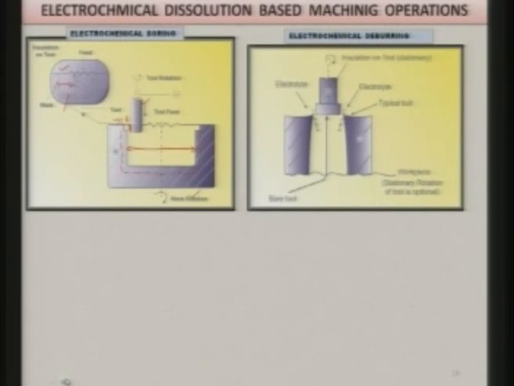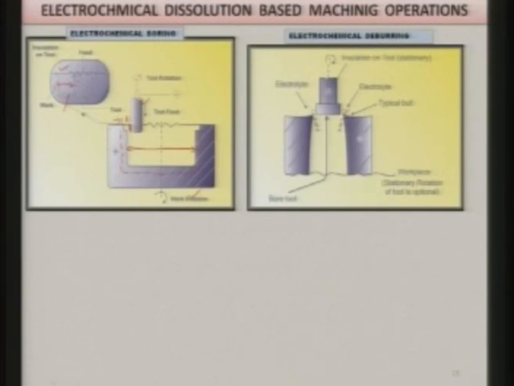Another application is electrochemical deburring operation. Whenever you are drilling a hole by mechanical means with the help of the drill, you always get the burrs as shown over here. These are the burrs which are obtained by drilling operation. Similar kind of the burrs you will get at the exit part of the drilled hole. Now, these burrs are highly undesirable. They should not remain there. They may lead to the malfunctioning of the component. They may hurt the operator while handling this particular component. So, deburring is very important operation.